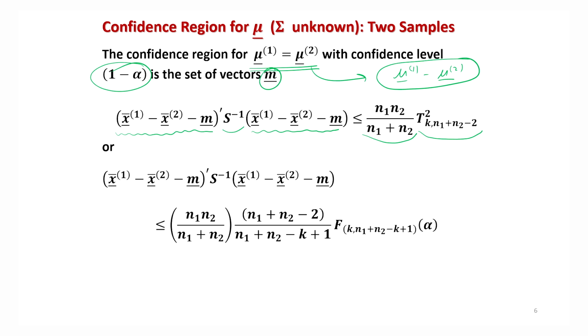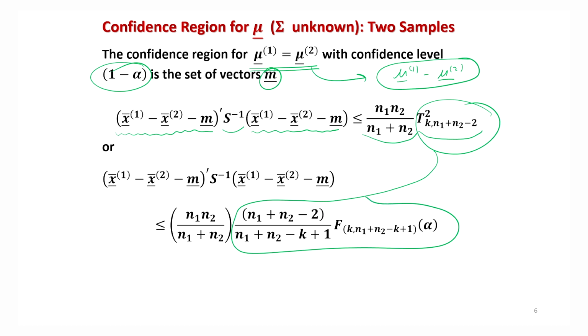Or this can be written in terms of the F distribution also, where you replace this t square with the related F statistic, right? So this is how you can find the confidence region. And as I explained earlier, because now we have P random variables, this is not called a confidence interval but a confidence region.